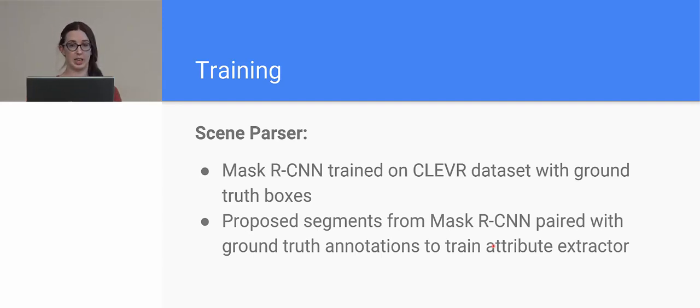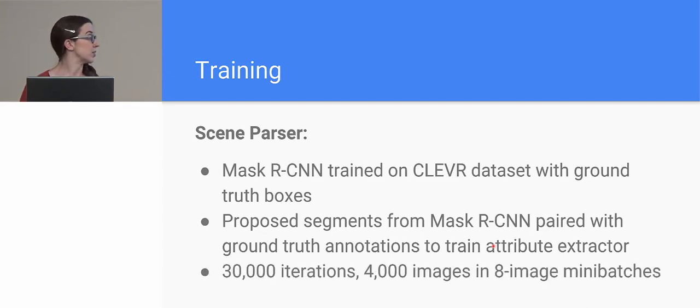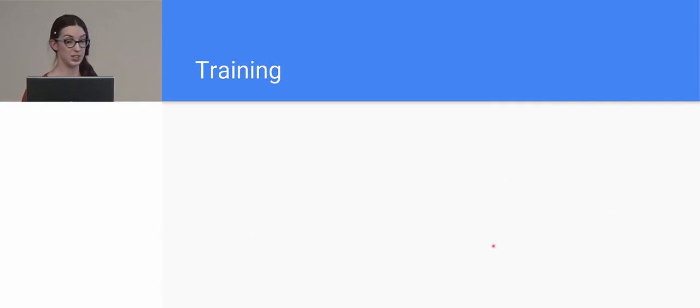Next, for the second CNN, the proposed object segments are paired with ground truth from the closest object segment in the original data set of their x, y, and z coordinates. So we have the proposed segments and the real x, y, and z coordinates. Those are paired together to train the second CNN, the ResNet34. They call it their attribute extractor because it extracts the continuous attributes. They run this for 30,000 iterations. They have 4,000 images to train on, and they do it in 8-image mini batches. So we have our scene parser trained.